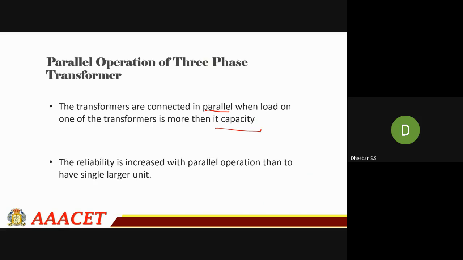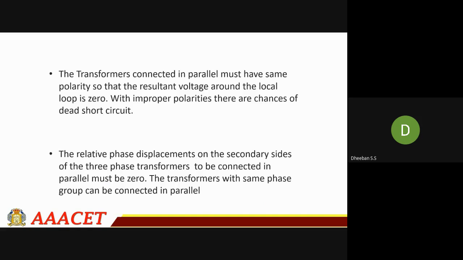The reliability is increased with parallel operation compared to a single larger unit. If you have more than one transformer in operation, it will reduce your loading effect. Transformers connected in parallel must have the same polarity. The polarity of the transformers must be the same so that the voltage around the local loop is zero. This is one of the important conditions, so the polarities must be checked.